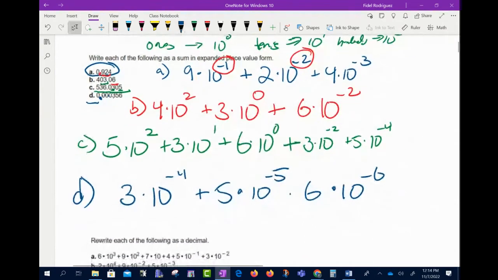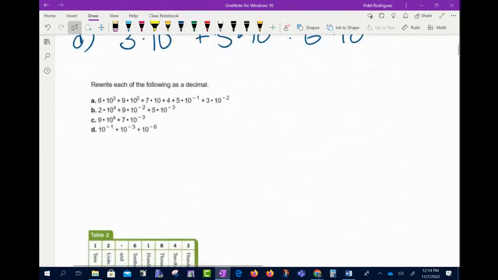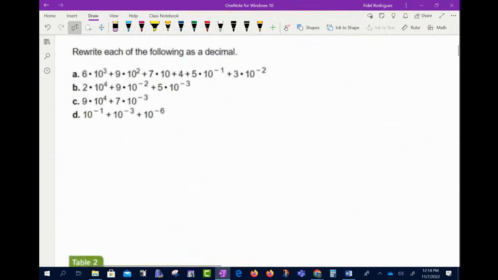So let me go ahead and start coming back over here, and we're going to do the same thing, y'all, except now we're going backwards, okay?